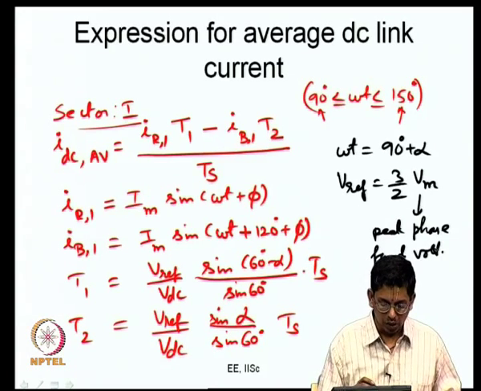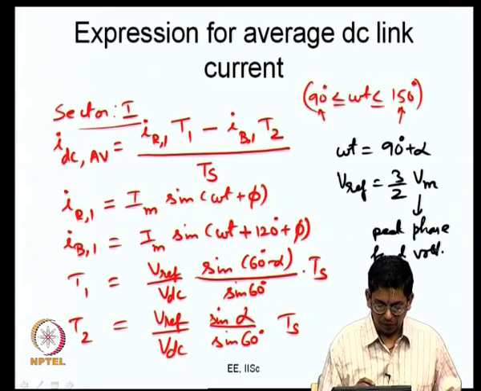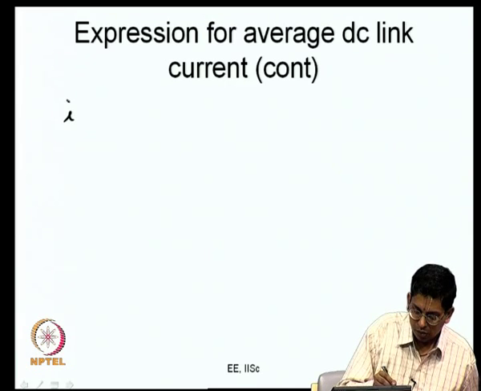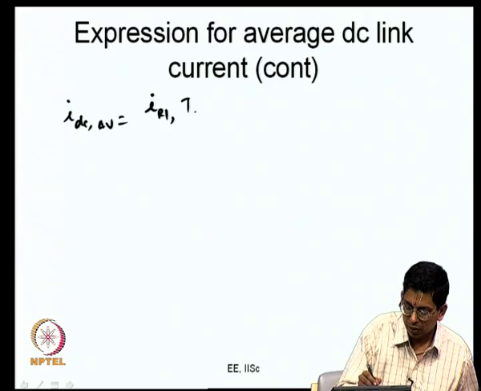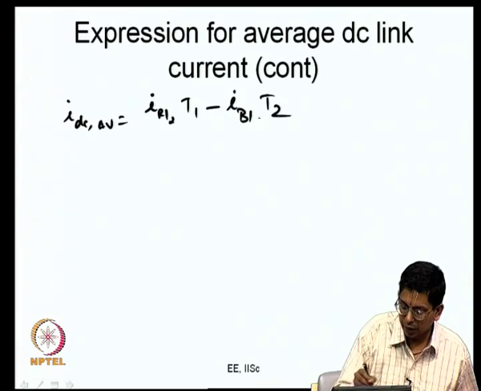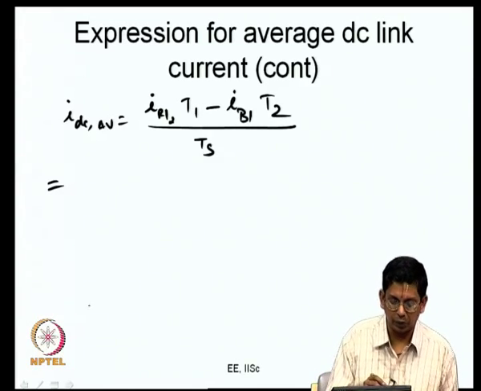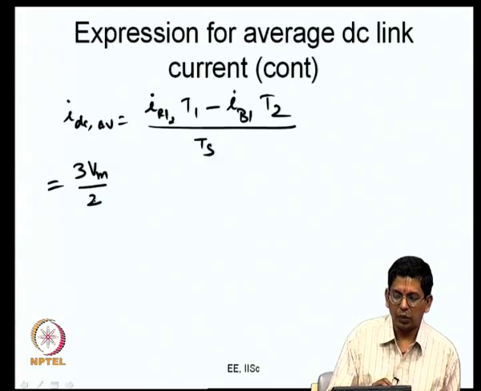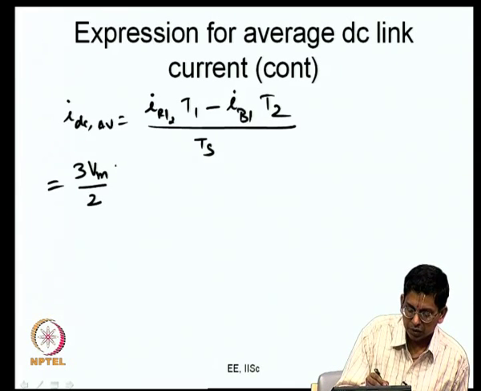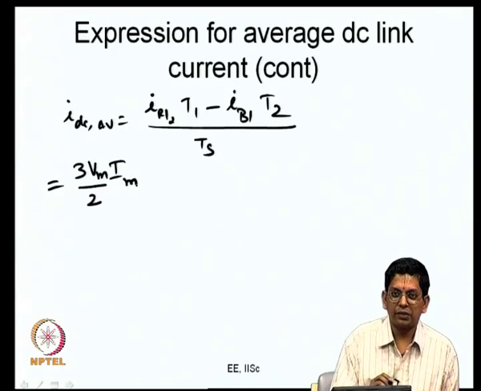Let us say we want to do IR1 T1 minus IB1 T2. So, what do we have here? IDC average is equal to IR1 T1 minus IB1 T2 divided by Ts. Here you have Vreference for T1 and T2, and Vreference is 3Vm by 2. Then you have Im here. So, this is Im which is common here, and again Ts is common.